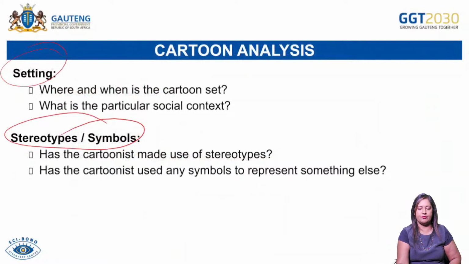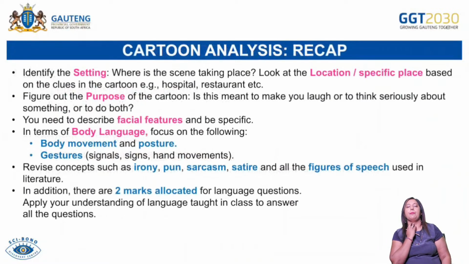Then in terms of further recapping the cartoon analysis, I said to you to take note of certain information. Look at the setting. Where is the scene taking place? Is it a particular location that is being showcased? A specific place that I need to take note of? Because that is clues that is relevant for understanding. Is it in a hospital setup? Is it in a restaurant setup? Is it in a room in a house? That kind of thing is very important.